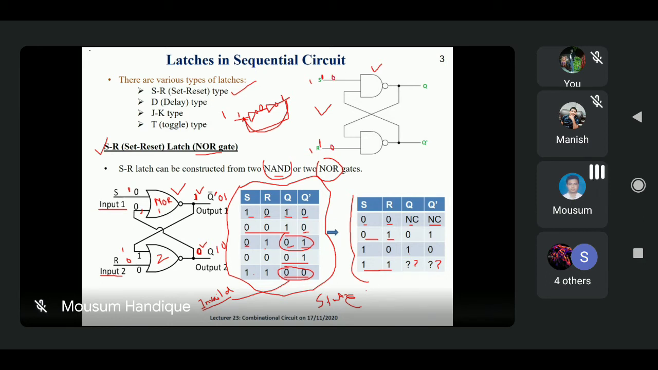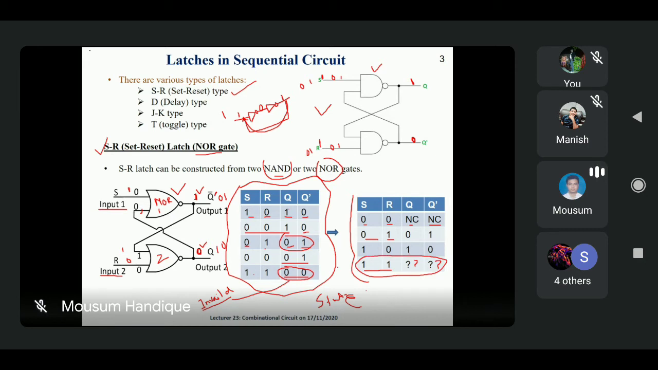When S equal to R equal to 0, at that time what happens? If the earlier state Q is 1, then it stays the same. This is also 1. Earlier Q bar equal to 0, then it also remains the same, 0. But when we are using S equal to 0 and R equal to 0, at that time what happens? Based on the complement form, S is 1 and R also is 1. So it is called an invalid state, because from this particular table, when S equal to 1 and R equal to 1, it is providing the invalid state.